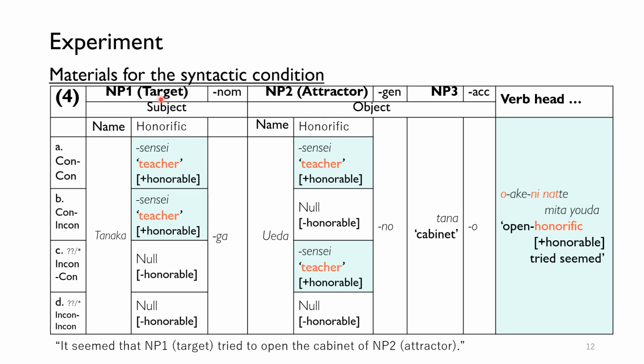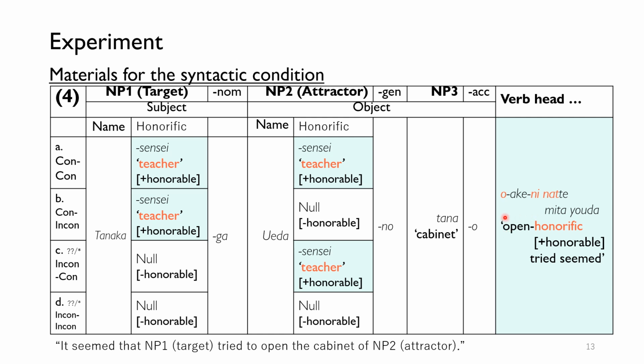The target NP is the subject NP, and the attractor NP is the NP in the postpositional phrase. In 4a, the subject NP Tanaka and NP2 Ueda have the honorific affix sensei. Therefore, they are syntactically congruent with the honorific verb form. In contrast, in 4d, Tanaka and Ueda have no honorific affix. Therefore, they are syntactically incongruent with the honorific verb form. The honorific affix o ni naru at the verb.